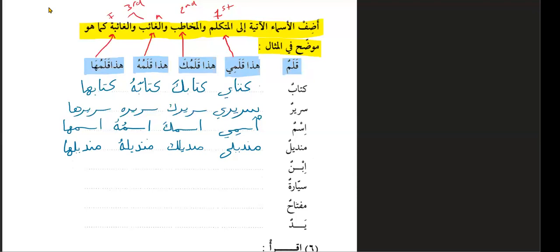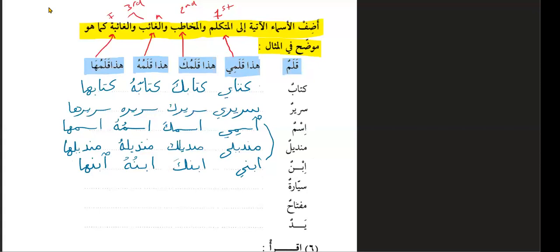Is Arif in here? Ibn? I can read one. Yeah. هذا ابني. هذا ابنك. هذا ابنه. هذا ابنها. جميل. So just like ism, in ism we said هذا اسمي, هذا اسمك, هذا اسمه, هذا اسمها. We'd say the same with ibn. هذا ابني, هذا ابنك, هذا ابنه, هذا ابنها, because of the hamzat al-wasl.